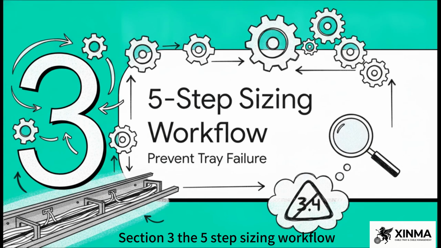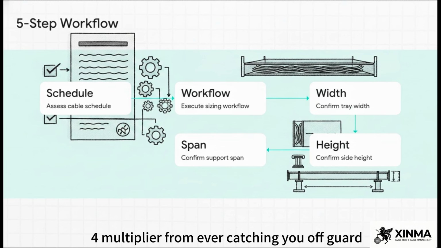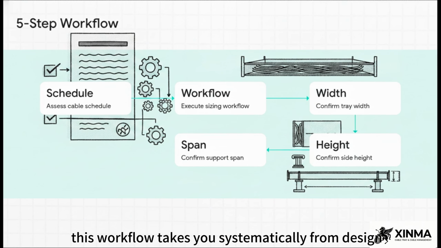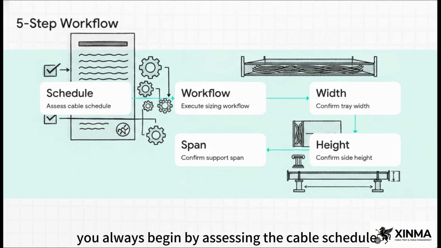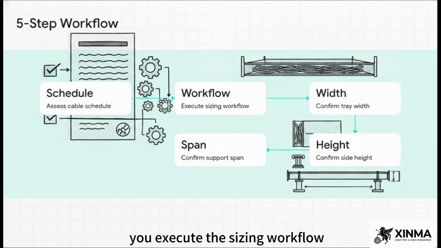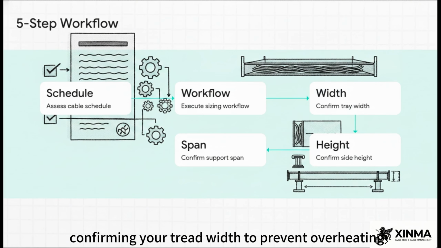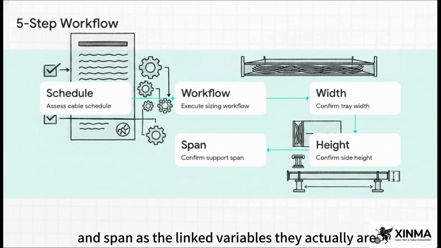Section 3. The 5-step sizing workflow. To solve this, we need a rigorous workflow that stops that 3.4 multiplier from ever catching you off guard. This workflow takes you systematically from design straight through to procurement. Step 1, you always begin by assessing the cable schedule so you know exactly what is going into that tray. From there, step 2, you execute the sizing workflow based on that specific fill. This lets you securely lock in step 3, confirming your tray width to prevent overheating. Then immediately on to step 4, confirming your side height for structural rigidity. And only then do you hit step 5, confirming the support span. If you follow this process, you're finally treating width, height, and span as the linked variables they actually are.